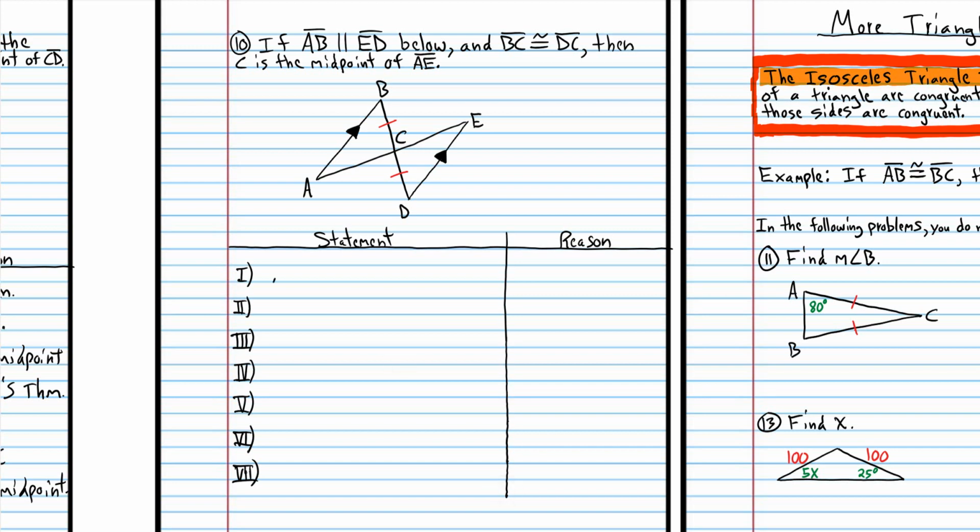All right, we're back. AB is parallel to ED. And that's given information.